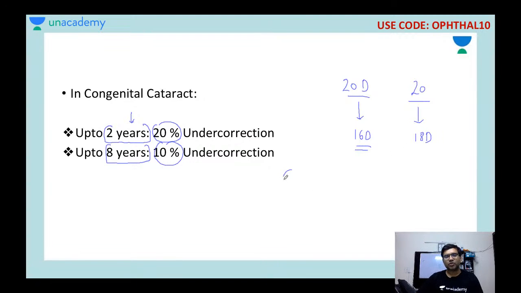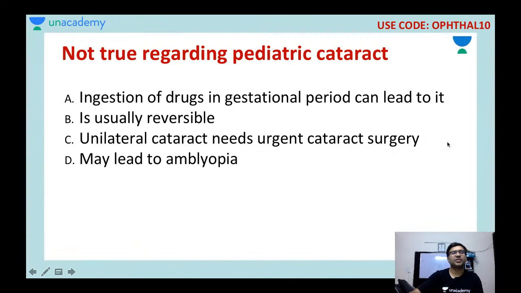Now why do you do this? Because remember, in this child the axial length would grow with age. The axial length, which is 17 millimeter at birth, would basically grow with age. The corneal curvature would change with age. So you have to make a correction for this also. That's why you are doing an under correction in these patients. Okay, chalo, let's move to our next question.